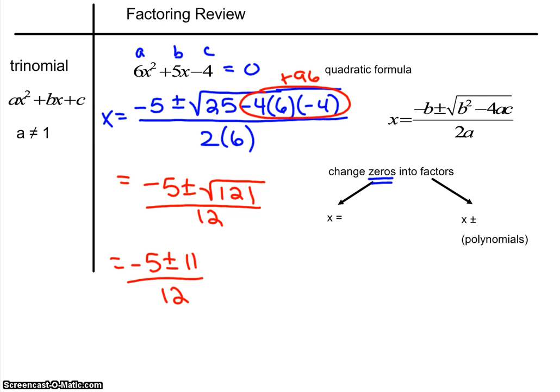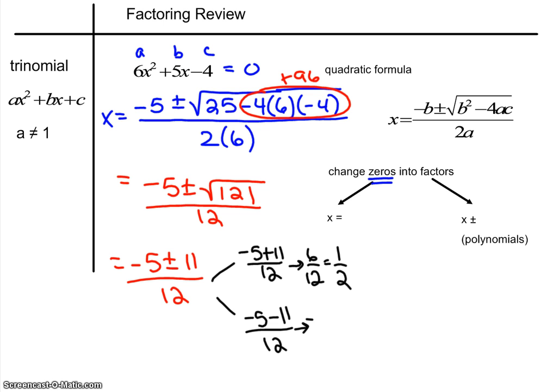And now I'm going to break it into my two parts. One's where I take negative 5 and add the 11. And the other where I take the negative 5 and subtract the 11. And so when I simplify these down, what I get is 6 over 12, or 1/2, negative 16 over 12, or negative 4/3. Now again, like I mentioned, these are zeros. These are what x equals when I need to set my function equal to 0.